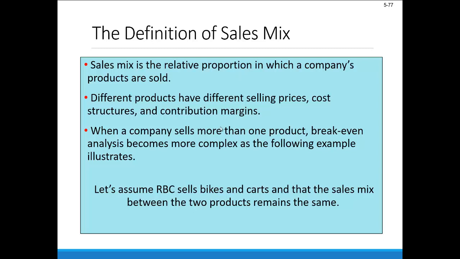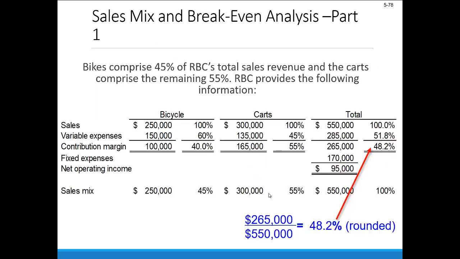So let's do that with RBC. Let's assume instead of just selling bikes, that they sell bikes and carts, and that the sales mix between those two stays roughly the same every period. Let's say that bikes comprise 45% of RBC's total sales revenue, and the carts comprise the remaining 55%.